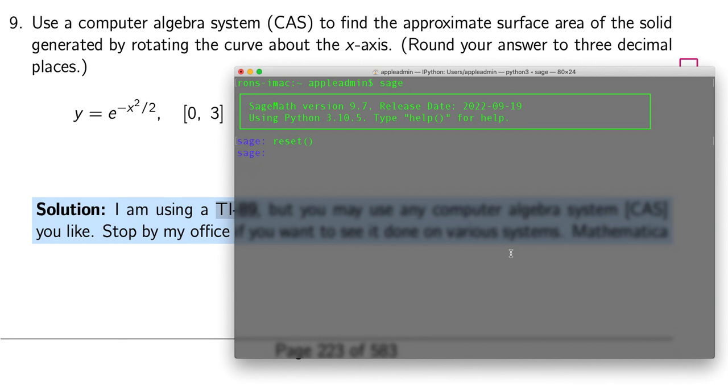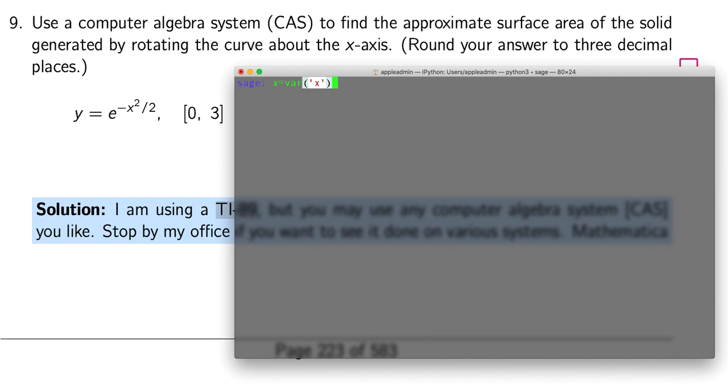What I'm going to do is clear the screen, because I notice I got some information I really don't need anymore, like the release date and what Python version you are using. So I'm going to dismiss that. And this is a command line, and what I want to do is define a variable x, and I'm going to say x is a variable, and the variable is going to be the variable x.